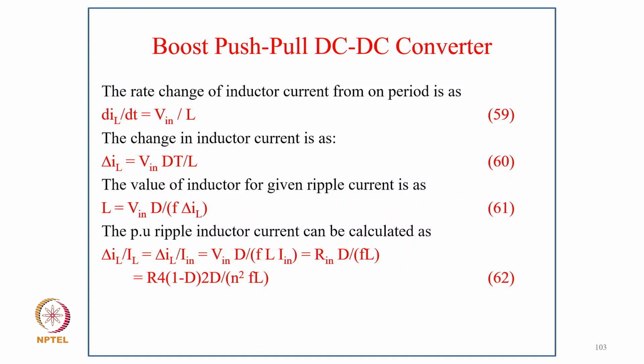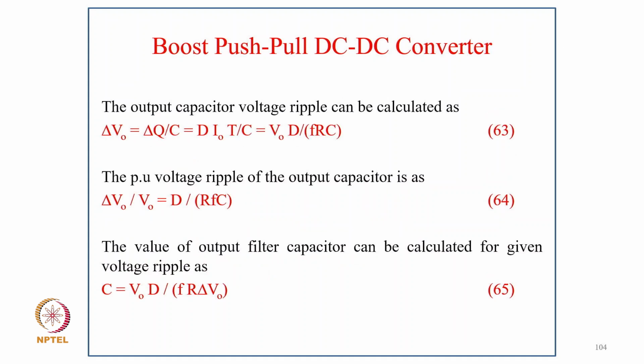So the per unit ripple inductor current can be calculated: delta IL upon IL equal to delta IL upon Iin equal to Vin D upon FL Iin, that is equal to R in D upon FL, and equal to typically R divided by 1 minus D, sorry, R in (1 minus D) 2D upon N squared FL. So the output capacitor voltage ripple can be calculated as delta V0 equal to delta QC upon C, equal to I0 T upon C, that is equal to V0 D upon FRC. The per unit voltage ripple is delta V0 upon V0, that is D upon RFC. The value of the output filter can be calculated for a given voltage ripple, that is C equal to V0 D divided by F R delta V0.